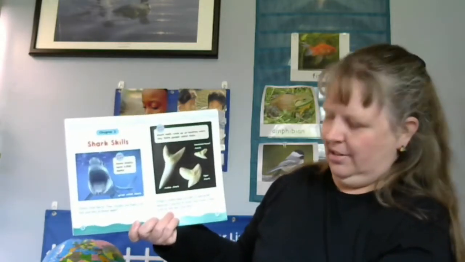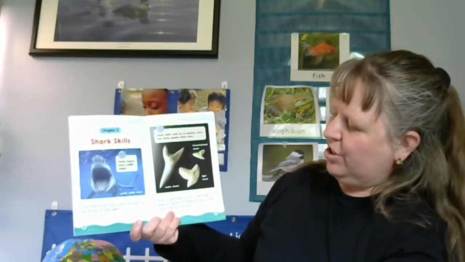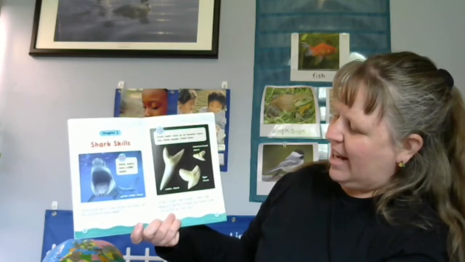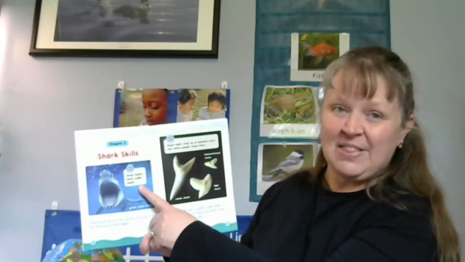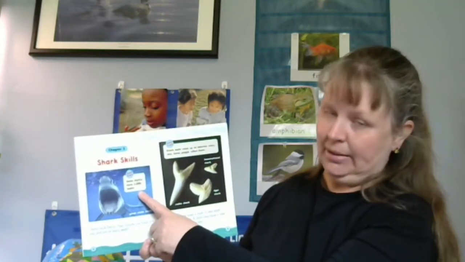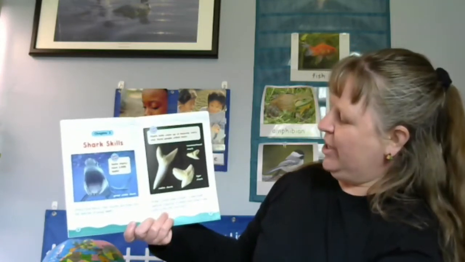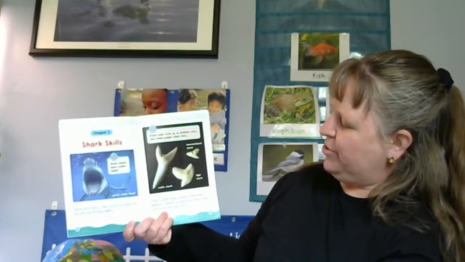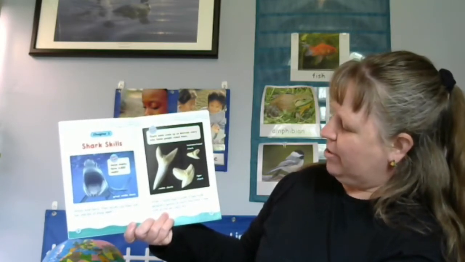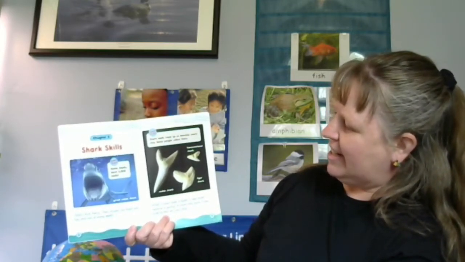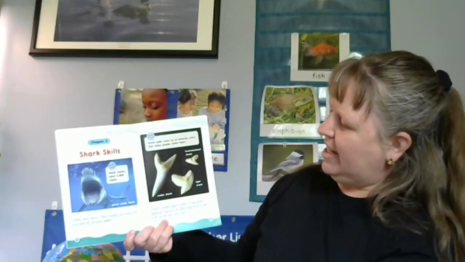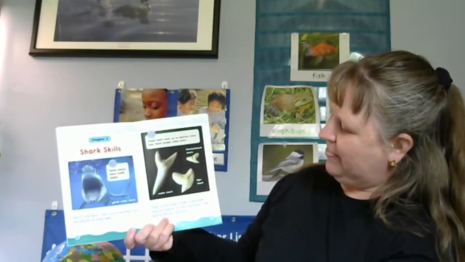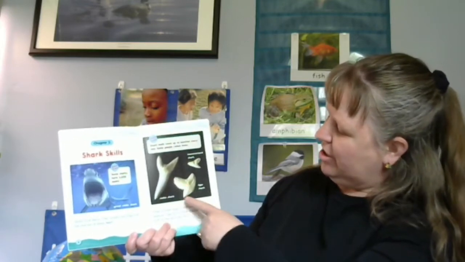Shark skills. Sharks look fierce. Their mouths are filled with lots and lots of sharp teeth. And it says some sharks have 3,000 teeth. We don't have that many teeth. When a shark loses a tooth, a new tooth replaces it quickly. A shark may have a new tooth by the very next day. It says shark teeth wash up on beaches every day. Some people collect them. So these are teeth from a mako shark, a tiger shark, and a hammerhead shark.